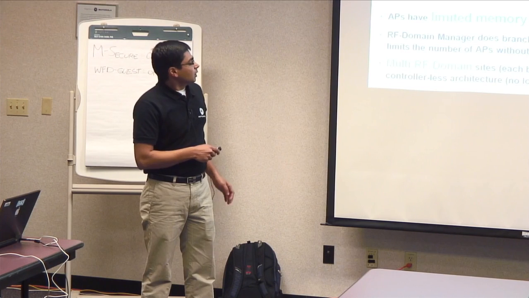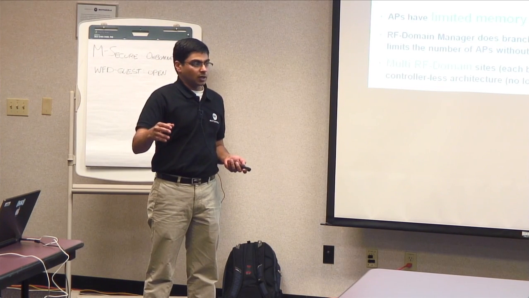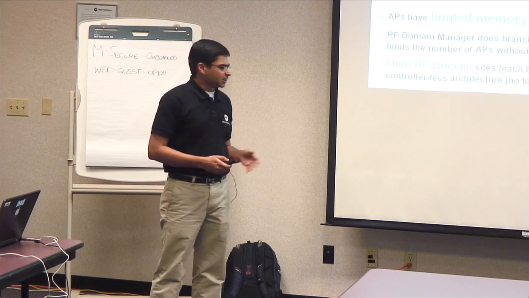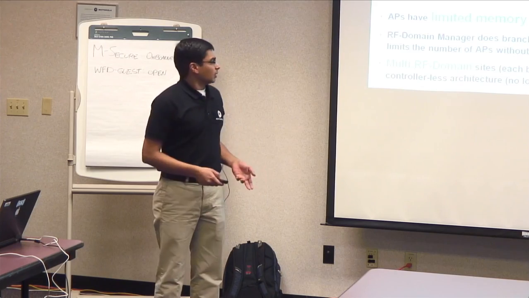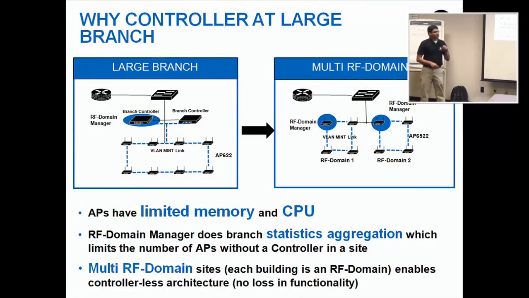Okay. So first, there have been questions around why we have the 64 AP limit per controllerless branch. First, APs have limited memory and limited CPU. And one of the things very unique to us in the way we designed WiNG5 is the way we handle statistics aggregation.